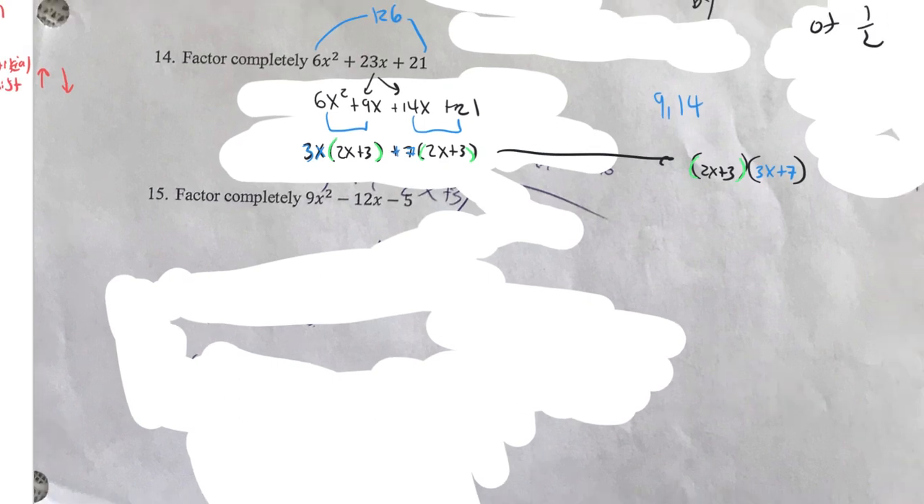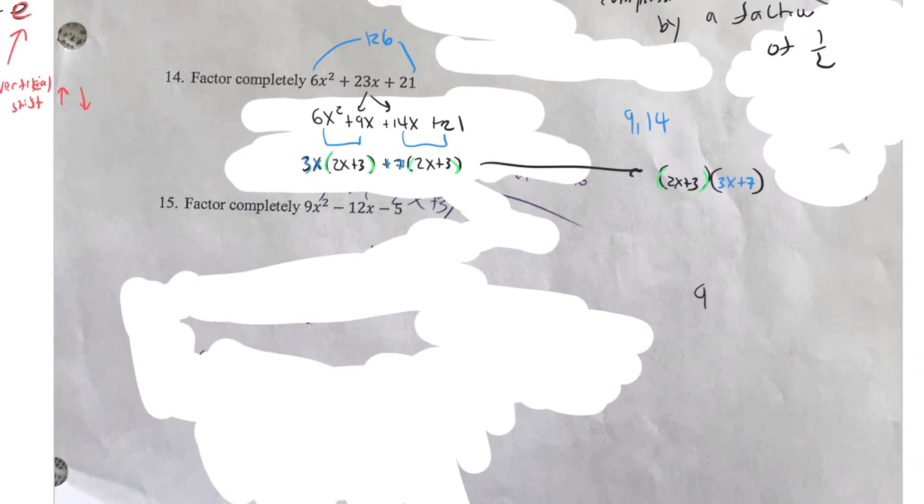Okay, looking at problem number 15. I would do the same thing. So 9x squared minus 12x minus 5. Bomb method, we have negative 45. Two factors of negative 45 that add to negative 12? Well, that would be positive 3 and negative 15, because if you multiply those together, you would get negative 45, and if you added them together, you would get negative 12.